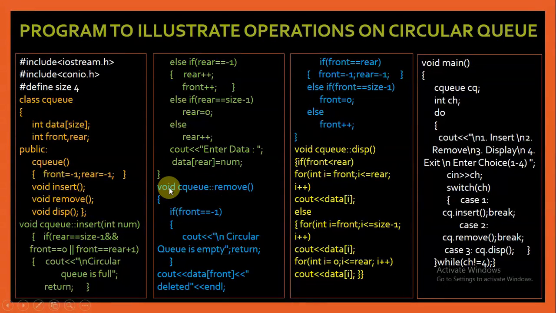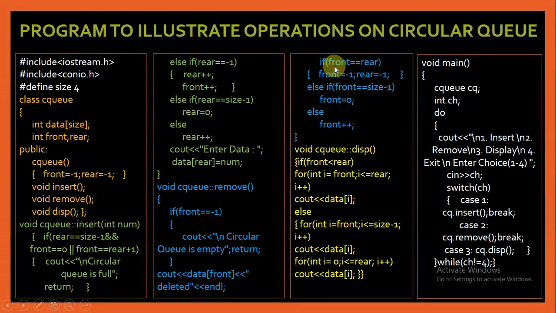Now to remove or delete an element, I will first check if front is -1, which indicates that my queue is empty. So I will simply return, as it results in queue underflow. Otherwise, I will display the data which I am going to delete. This is not a mandatory step, we can skip it also. This will display the data which is present at the beginning of the queue.